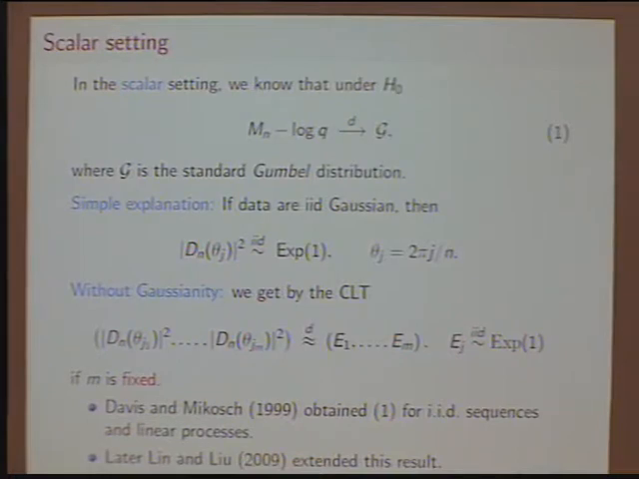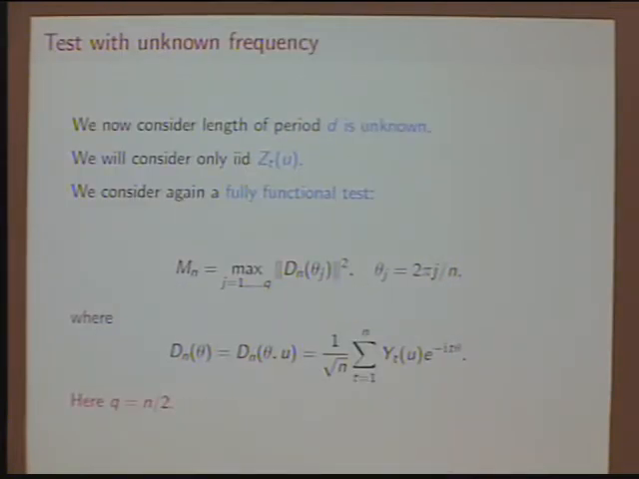But here the situation is more complicated because we have a growing number of frequencies. The number of frequencies, the theta_j's here, there are q of them, which is n over 2, so it's proportional to our sample size. So we would need a central limit theorem where the dimension is the same as the number of observations, and so you cannot just trivially go ahead here.